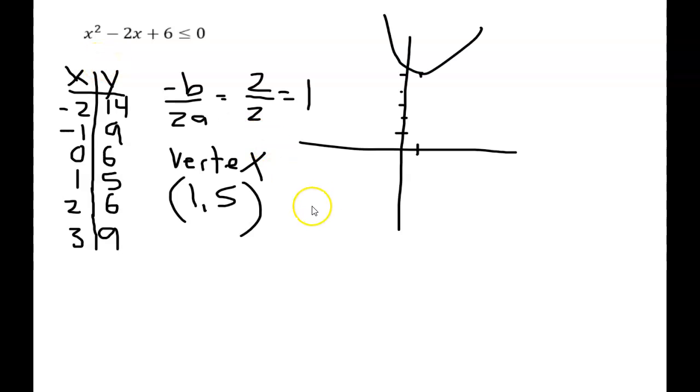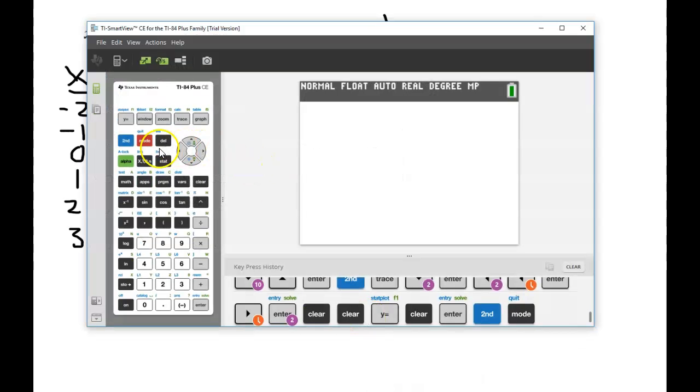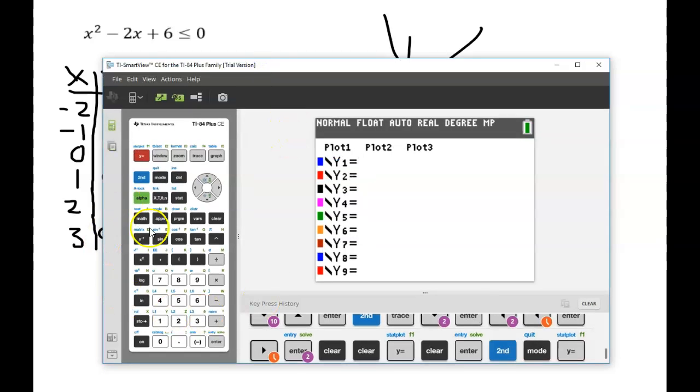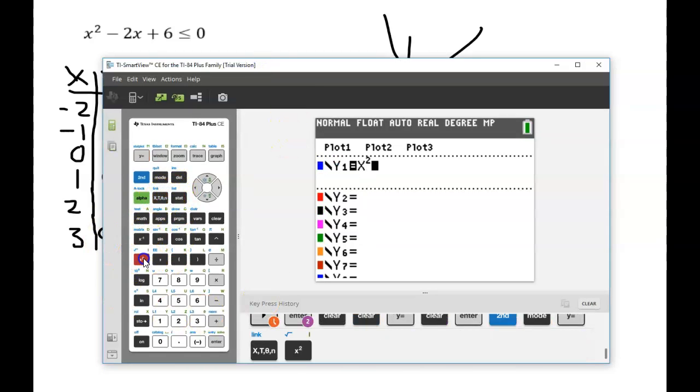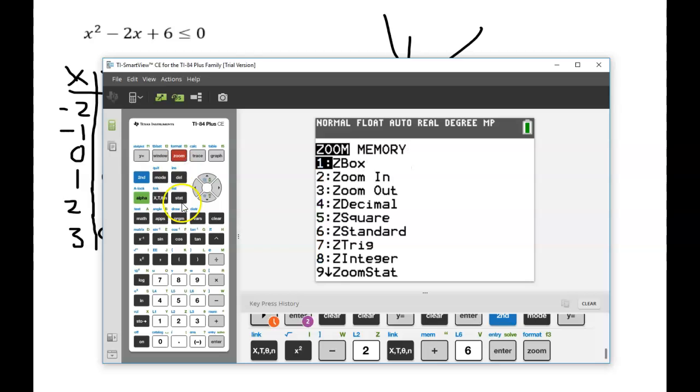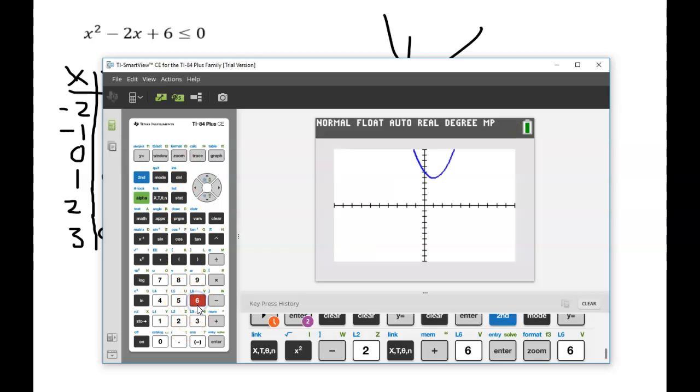The last thing I want to do is put this into my calculator, because I think that's a good skill to have and a good way to double check our work. So if I go to y equals, let's say this is x squared minus 2x plus 6. And I'll just try it on the standard window right now. So let's do zoom, number 6 is standard.